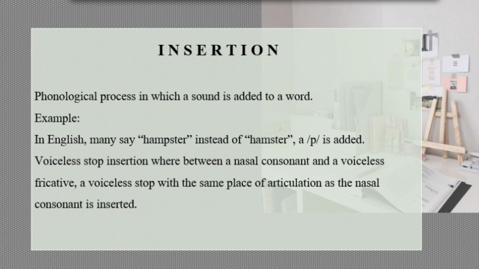Now I will explain about the second phonological rule. It is insertion. Insertion is a phonological process in which a sound is added to a word. For example, in English, many say hampster instead of hamster. A p is added here. Voiceless stop insertion occurs between a nasal consonant and a voiceless fricative. A voiceless stop with the same place of articulation as the nasal consonant is inserted.